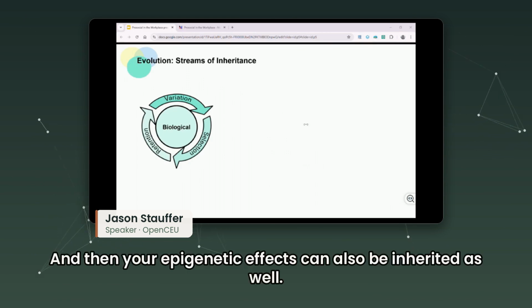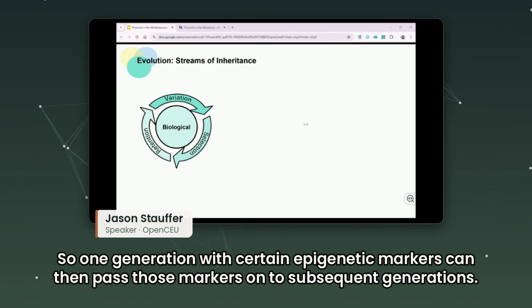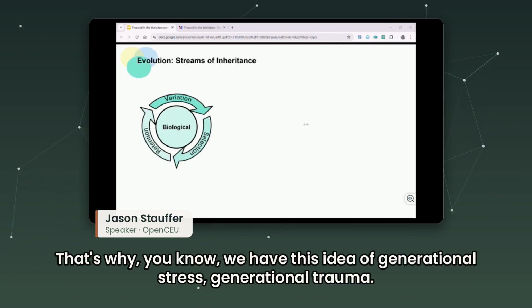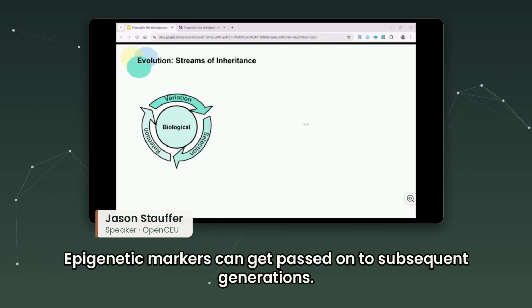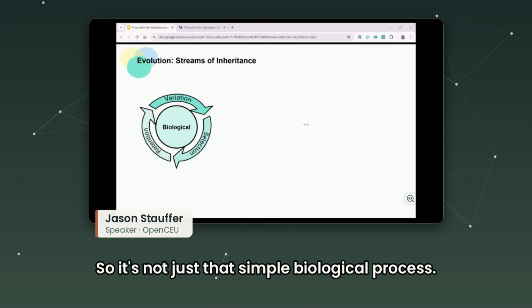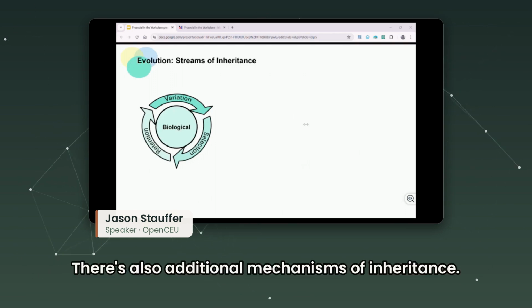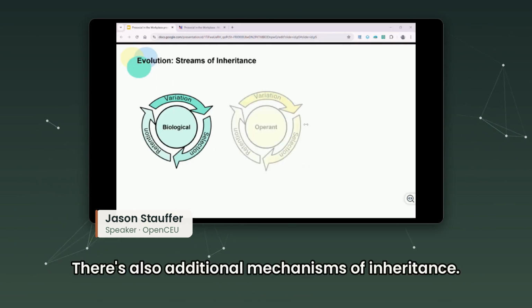And then your epigenetic effects can also be inherited. So one generation with certain epigenetic markers can then pass those markers on to subsequent generations. That's why we have this idea of generational stress, generational trauma. Epigenetic markers can get passed on to subsequent generations. So it's not just that simple biological process. There are also additional mechanisms of inheritance.